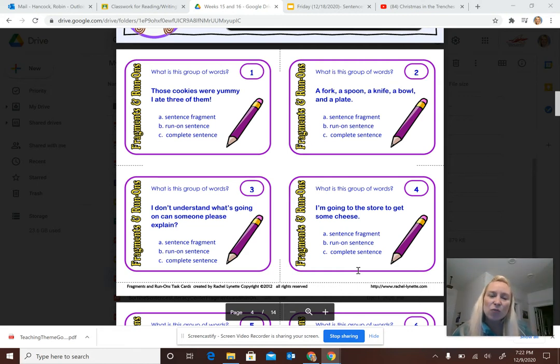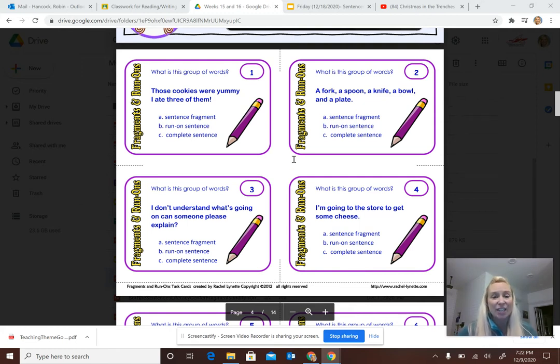And then on the second four, I'm going to ask you to decide. Sentence number one, those cookies were yummy. I ate three of them. Now, that is a run on sentence because you've got one thought running into the next one. The first thought is, those cookies were yummy. And it's running right into that second thought, I ate three of them without any punctuation between them.